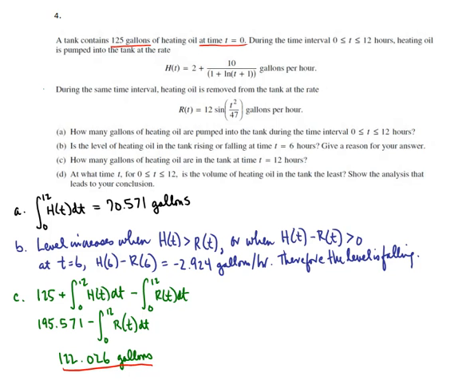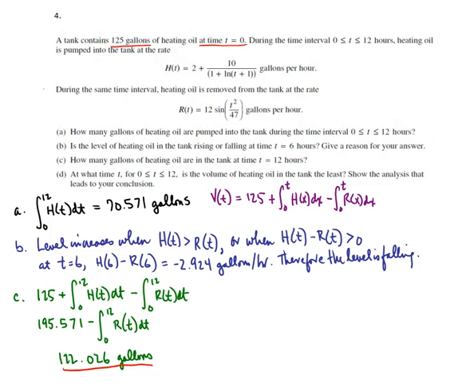So next we need to find any critical values of the volume of oil in the tank. Well, we can use this new function, V of t, to represent the volume of oil in the tank at any time t. We started off with 125 gallons. Then we add the amount of oil that entered the tank, and that's the integral from 0 to t of h of x dx. Our independent variable is t, so we use the dummy variable x with the h function. Then we subtract out any oil that was removed from the tank up to time t, and that will be the integral from 0 to t of r of x dx.